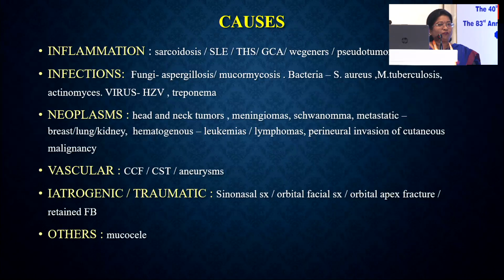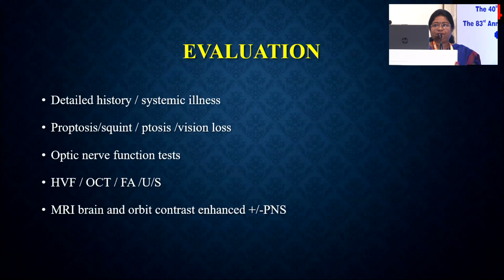So these are the list of causes which I may not go into. These are the common ones which we encounter in our clinical practice, starting from inflammation to mass lesions to infection to vascular lesions and post-traumatic, or unfortunately after a few iatrogenic ENT surgeries. So how do you evaluate such a patient?